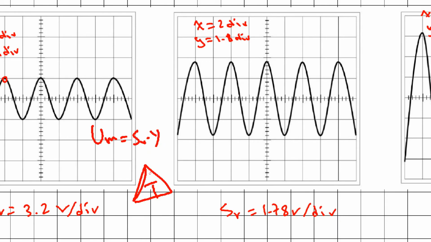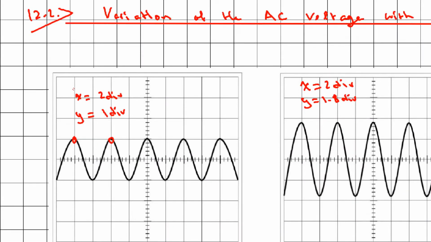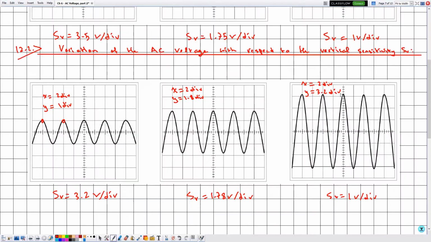As SV and y are neighbors living in the same floor, which means that they hate each other, as SV decreases, the value of y must increase, as is happening here. As SV decreases from 3.2 to 1.78 to 1, we expect that the value of y must increase from 1 to 1.8 to 3.2. Notice another important thing: the value of x remains the same in each of these cases, because x is related to the time base, or SH, and it is not related to SV.